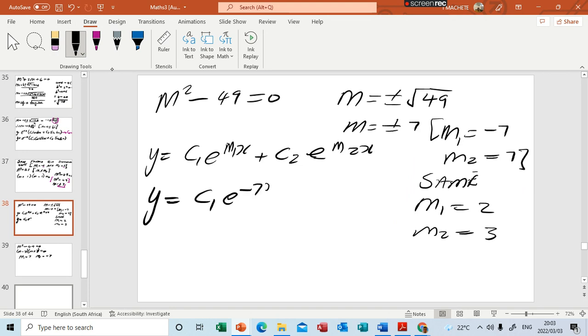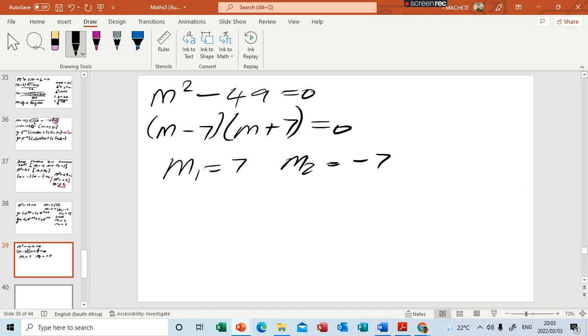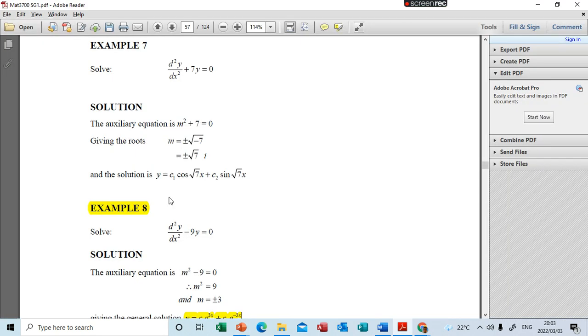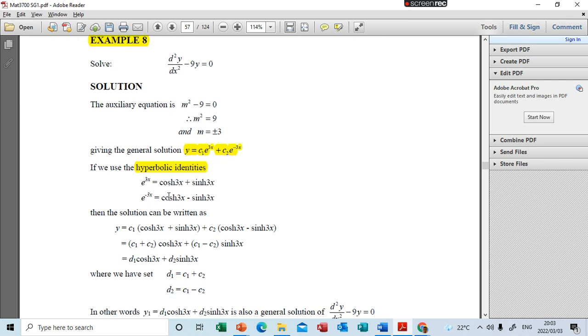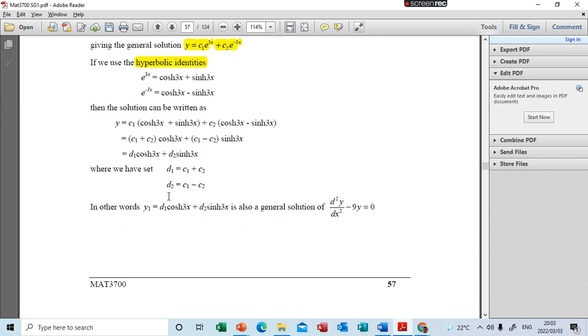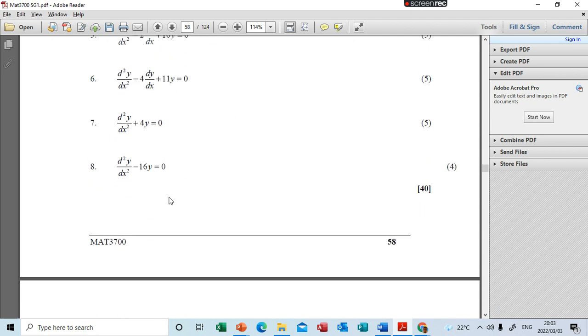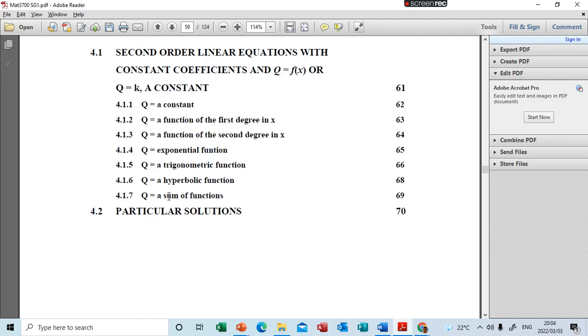So you're gonna get minus 7x plus C2e^7x. That's how you do it. I don't think there's a question. We are done. So you only multiply by x at the end when they are the same, when the factors are the same. Yebo. Okay. All right.